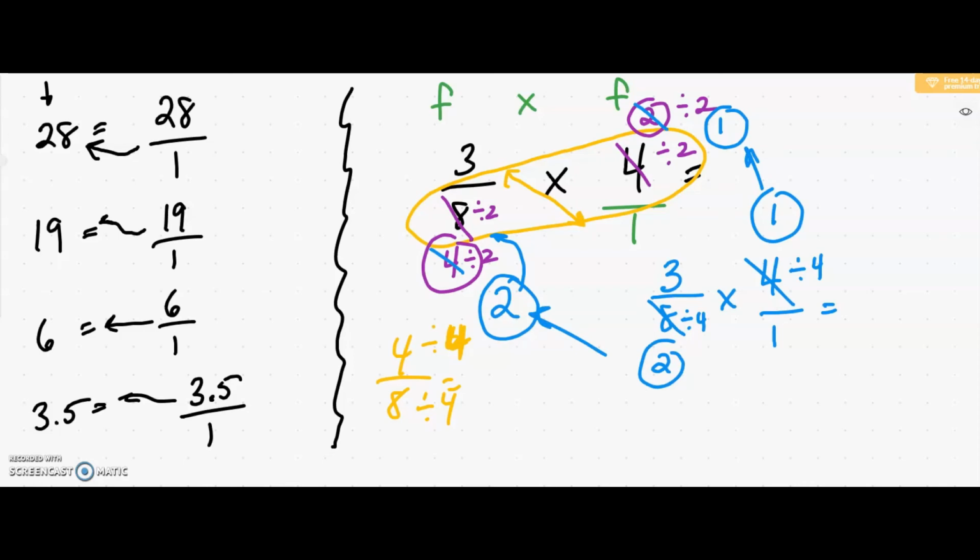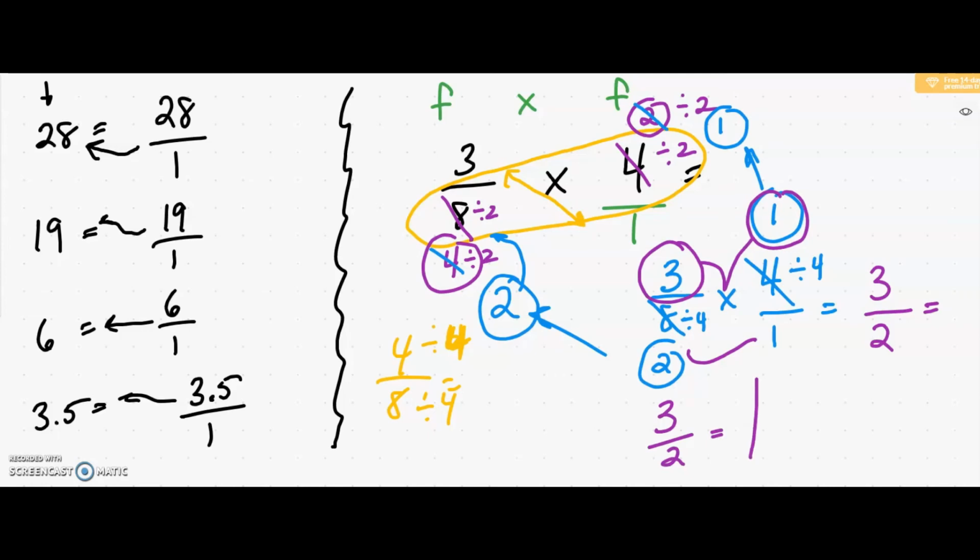We have, let me go to another color so you can see it better. We have 3 and we have 1. And 1 times 3 or 3 times 1 is going to give me 3. And 2 times 1 is going to give me 2. Now, that's fine, but it's improper. So 3 over 2 becomes 1 1/2, and that's our final answer.